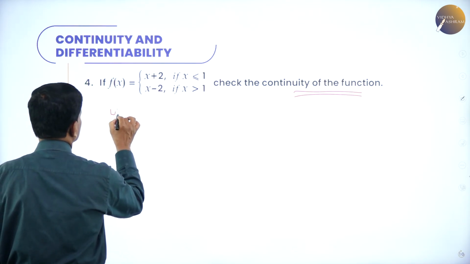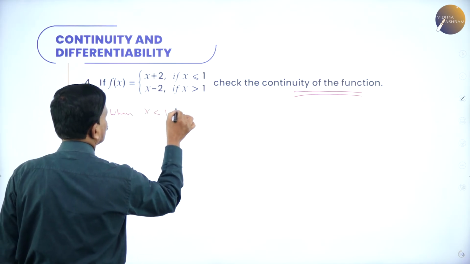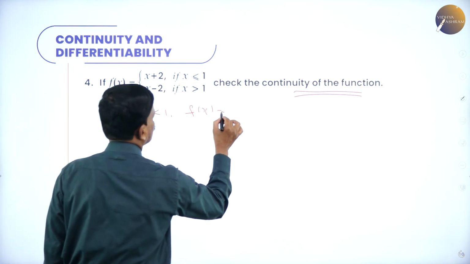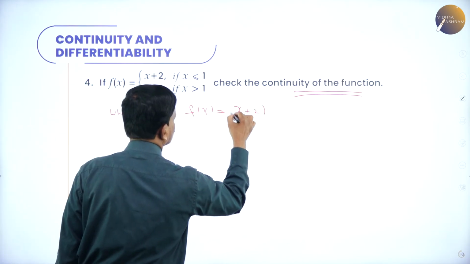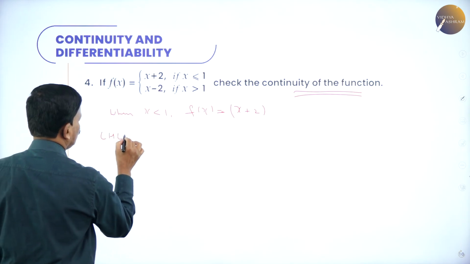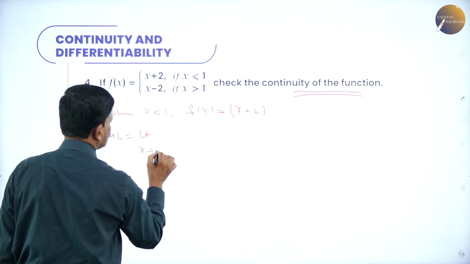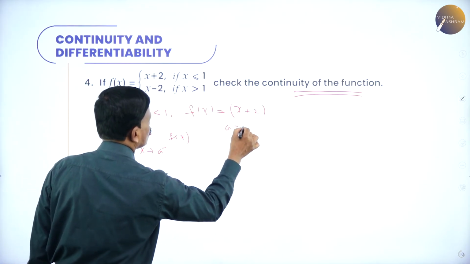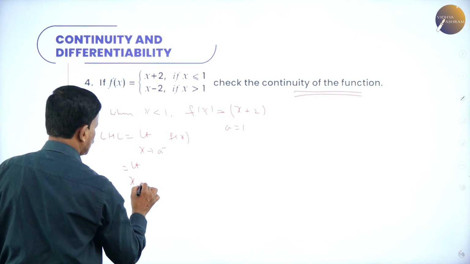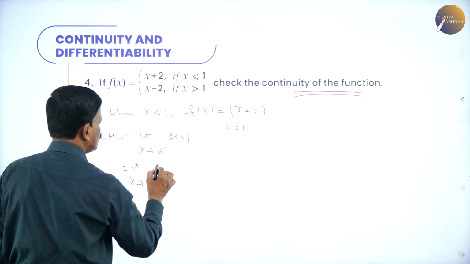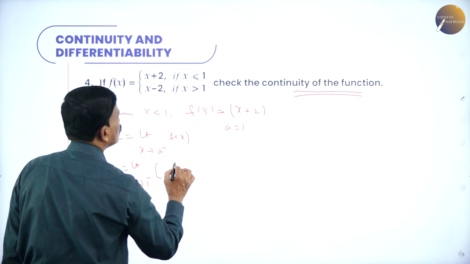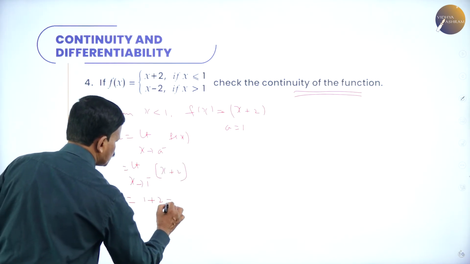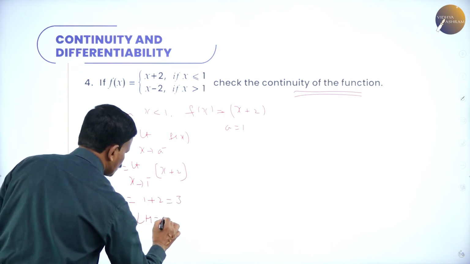So now let us come to this. When x is less than 1, what is f of x? When x is less than 1, f of x is equal to x plus 2. When x is less than 1, right away we can take the left hand limit, limit x tends to a minus f of x. What is a here? a is equal to 1. So this is limit x tends to 1 minus, what is f of x? f of x is equal to x plus 2. Put x is equal to 1. 1 plus 2, this is equal to 3. Left hand limit is equal to 3.